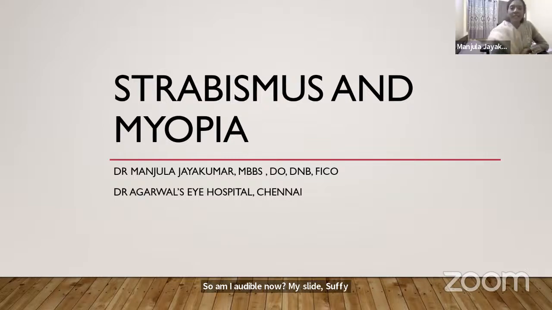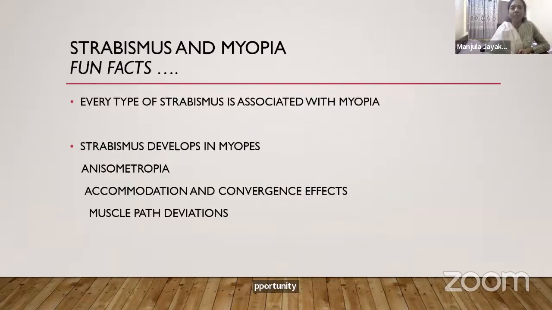Today I have a very interesting topic on hand, strabismus and myopia. Okay, first let us look at some of the facts associated with strabismus and myopia. You can get every type of strabismus with myopia. It could be comitant, incomitant, horizontal, vertical, or a combination of both horizontal and vertical.